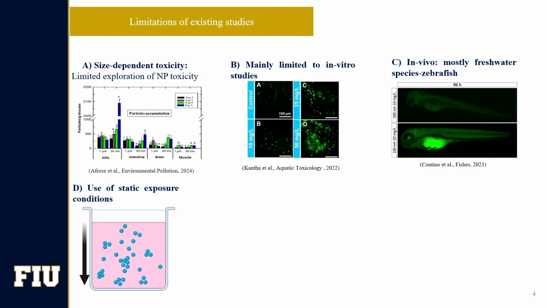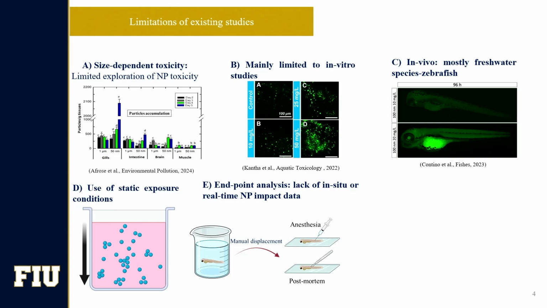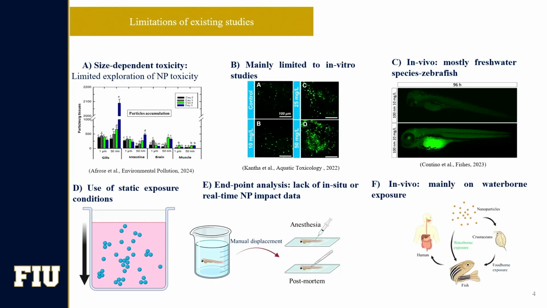Generally, the exposure is static, so you're just putting these things in a beaker or a fish tank and adding in the nanoplastics, and the result there is that you get sedimentation. It's not evenly distributed, and you're not mimicking flow, which is really important in marine systems. And often the analysis is endpoint, so you're exposing them for a time, and then you take them out and stick them under the microscope. And again, in vivo was mainly through waterborne exposure, not food exposure.